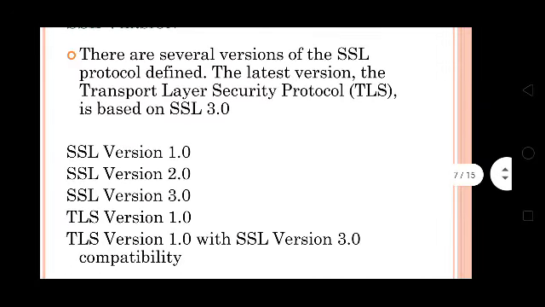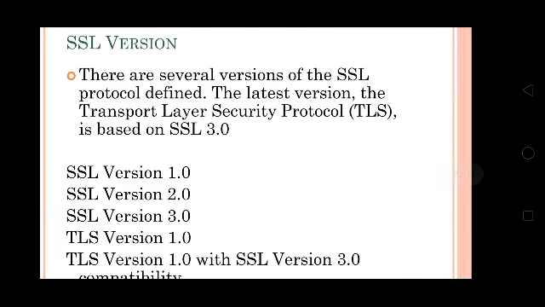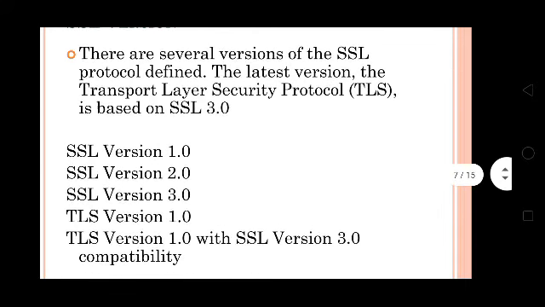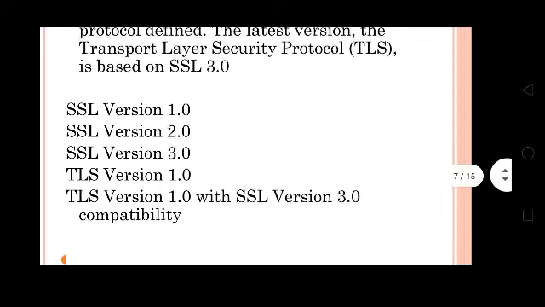There are some SSL versions, like SSL version 1.0, 2.0, 3.0. Then after 3.0 it is called TLS 1.0, where TLS means Transport Layer Security protocol, and the TLS 1.0 version is compatible with SSL's 3.0 version.